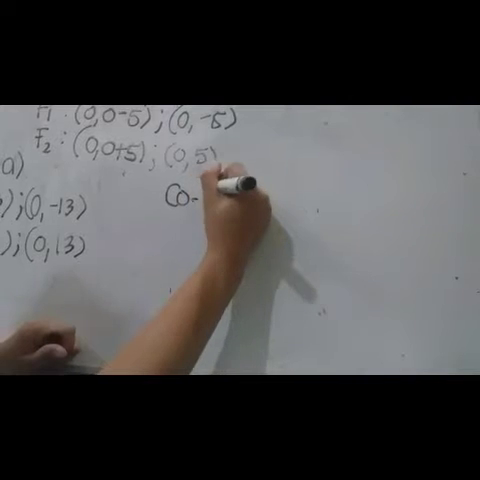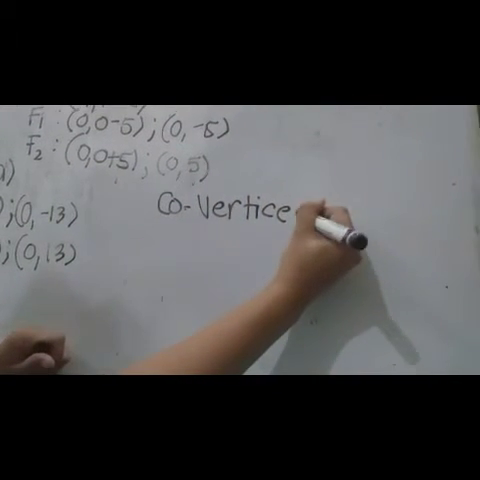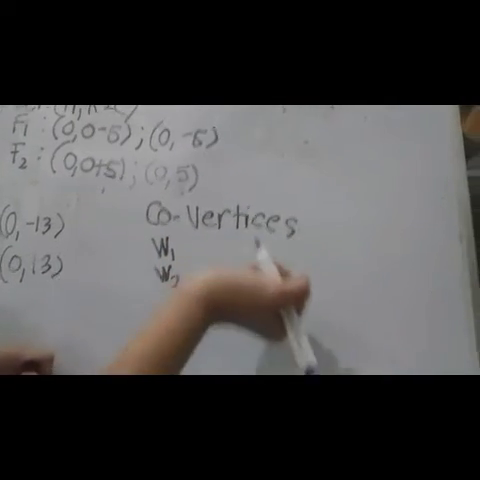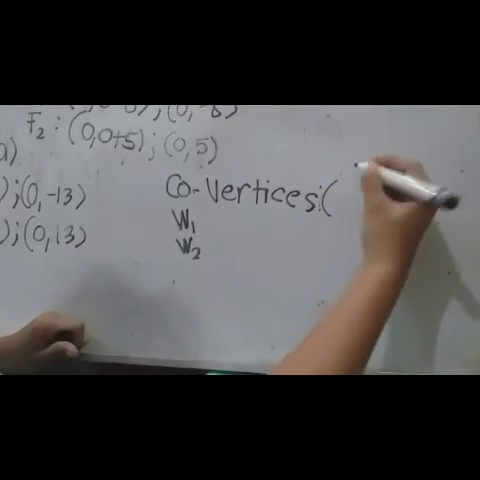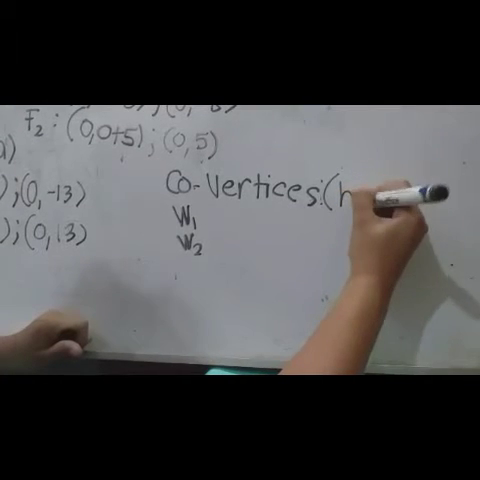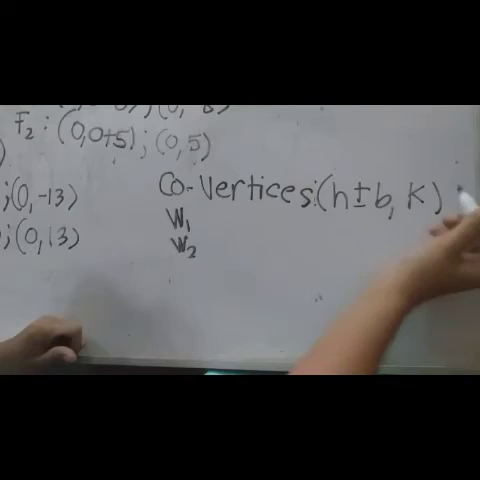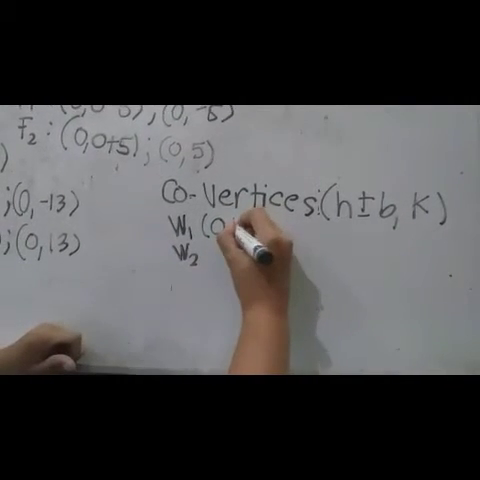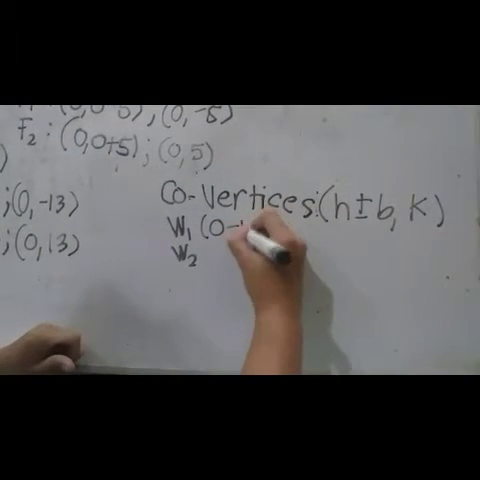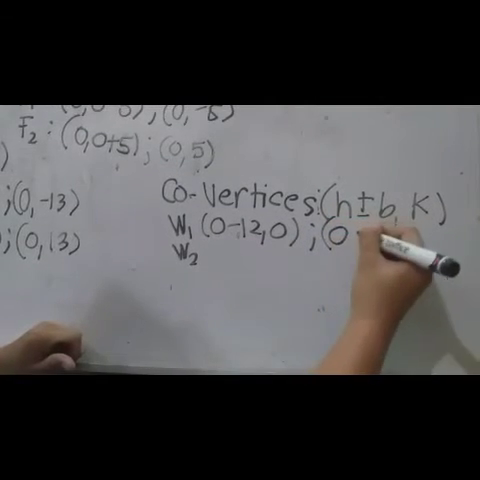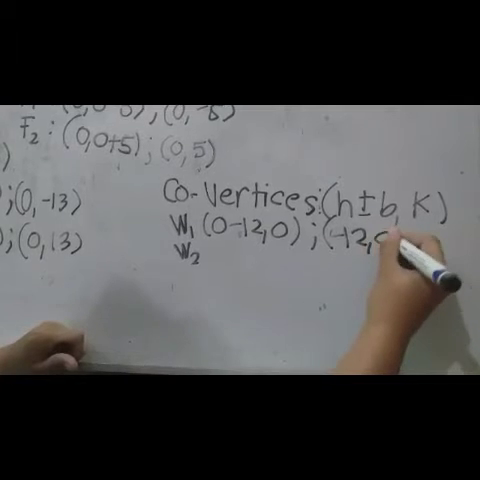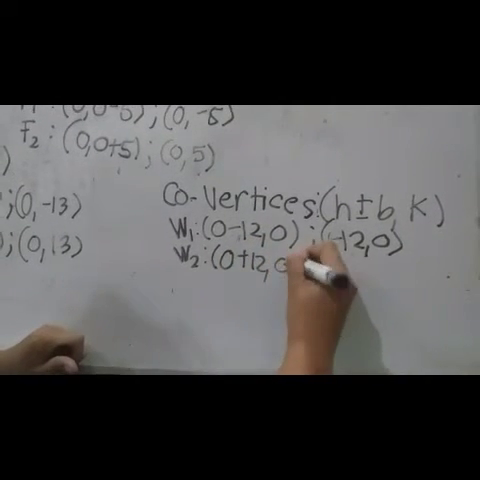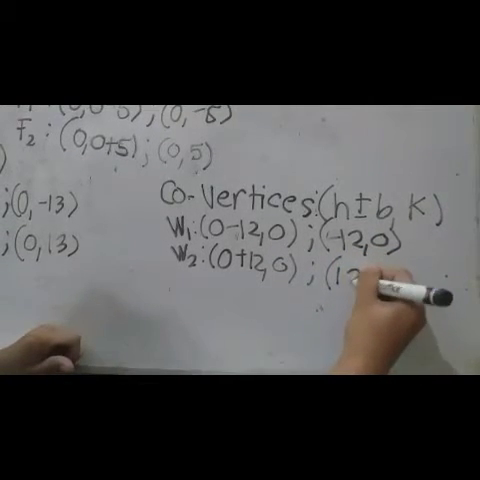Next are the co-vertices. By the way, guys, our co-vertices are denoted by W: W1 and W2. The formula of our co-vertices is H plus and minus B, K. So our first co-vertex is 0 minus 12, 0, so now we have negative 12, 0. And the second co-vertex is 0 plus 12, 0, and now we have positive 12, 0.